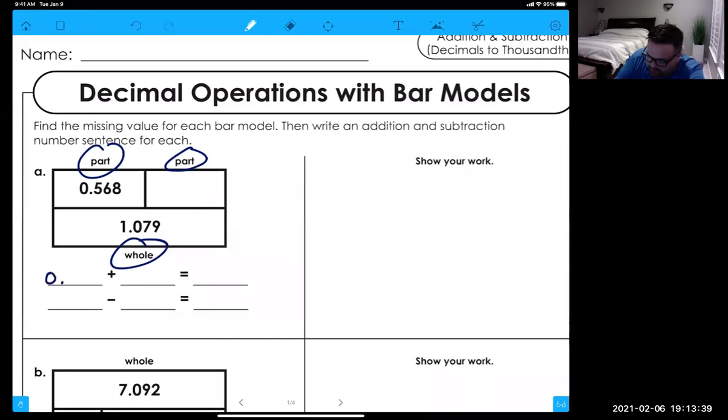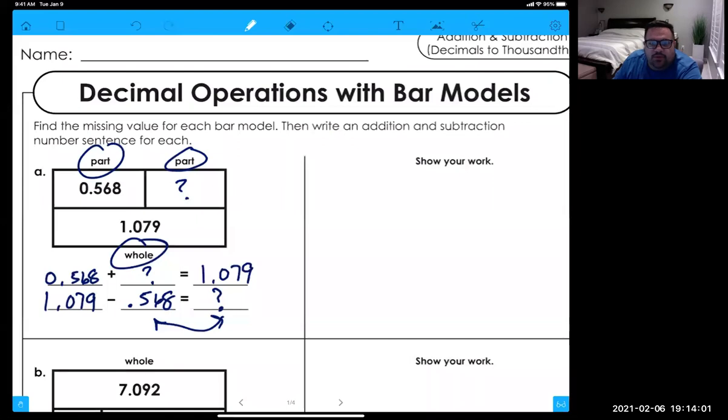So this would be 0.568 plus this is what we don't know, right? Equals the 1.079, or the 1.079 minus 0.568 would equal the unknown, right? Or we could technically flip those two, right? So just remember, lots of different ways to do this. So what I would do is if I have the whole, I kind of like this subtracting one because the addition one kind of turns into subtraction anyway.